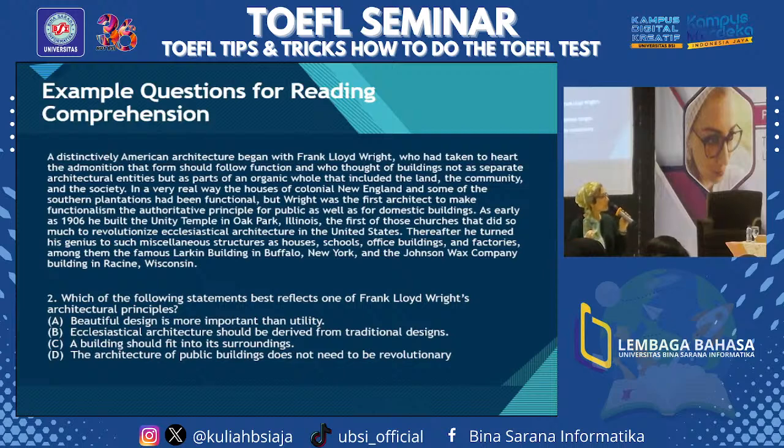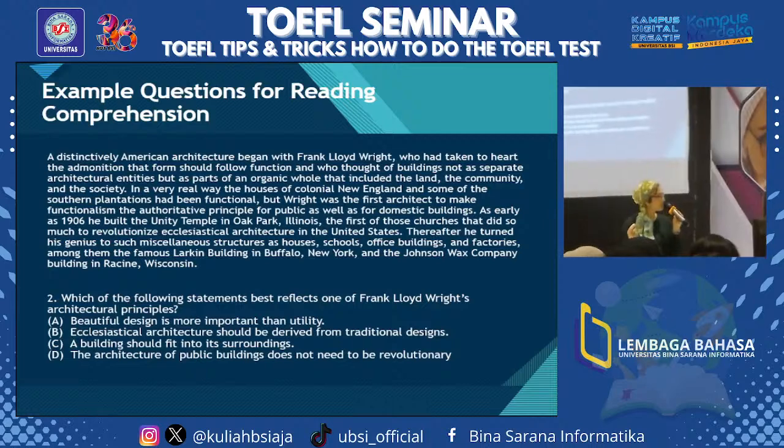A, beautiful design is more important than utility. B, ecclesiastical structures should be derived from traditional designs. C, a building should fit into its surroundings. Or D, the architecture of the public building does not need to be revolutionary. What do we know based on the sentences we just read? What do you think fits?